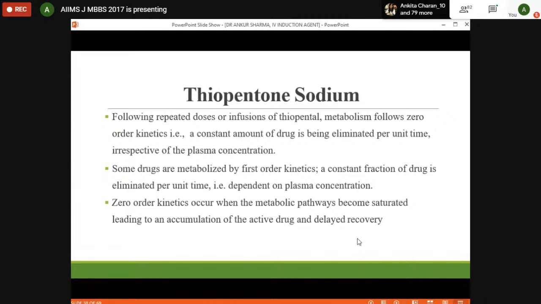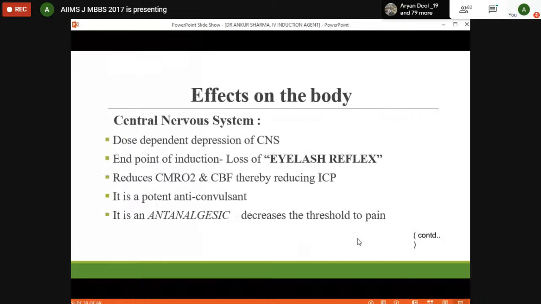Zero order kinetics occurs when the metabolic pathway becomes saturated, leading to accumulation of the active drug and delayed recovery. Mainly thiopentone follows first order kinetics, but if you give repeated boluses of thiopentone, it can follow zero order kinetics.